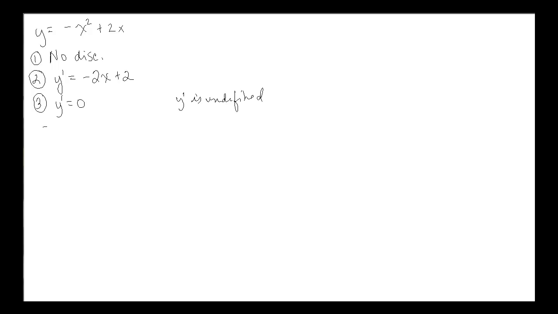So we set negative 2x plus 2 equal to 0. So that would be, let's see, I'm going to add 2x to both sides to get 2 equals 2x. Divide by 2, we get x is equal to 1. Okay. Y prime, is it undefined anywhere? Well, again, we've got a polynomial. Right? In fact, it's a first-degree polynomial, so the graph is a line, and this is defined everywhere.